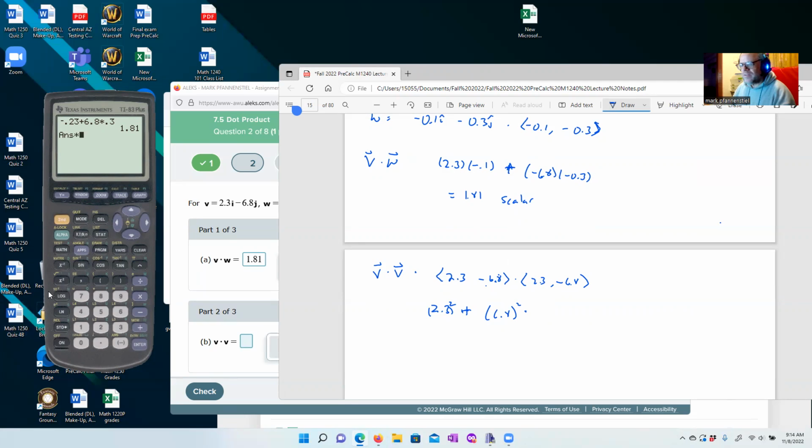We just want 2.3 squared plus 6.8 squared. So 51.53. All right, so that's pretty much how we do that. So that's V dot V, is 51.53.